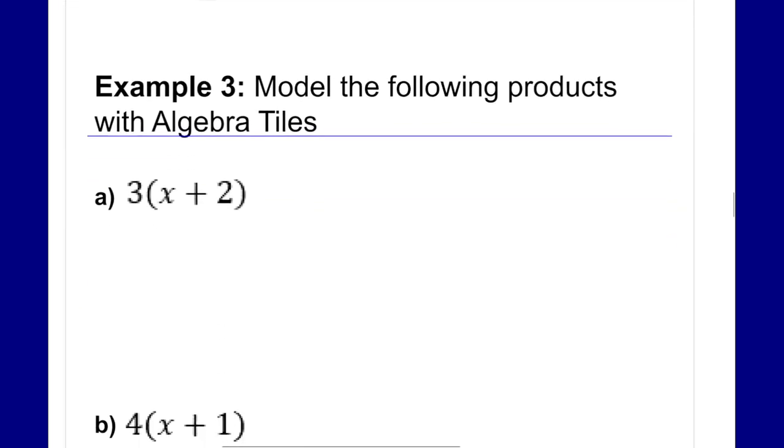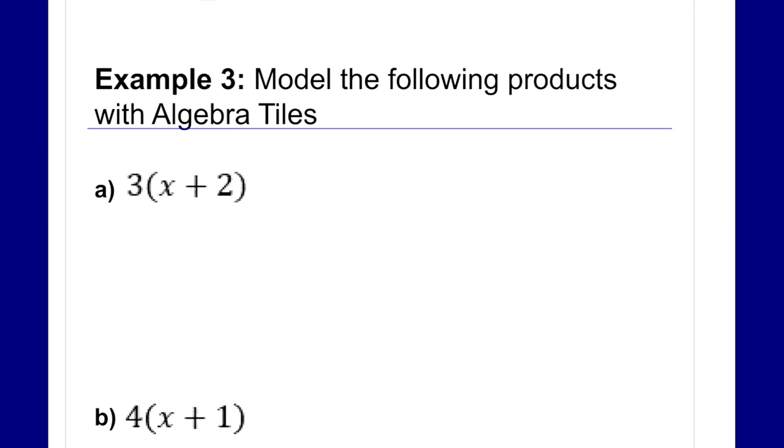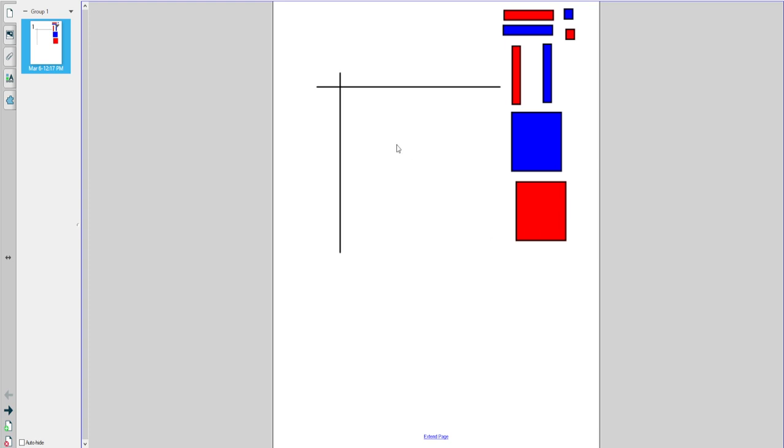Now we can also model this multiplication by using algebra tiles, right? Algebra tiles are basically a tool, a manipulative, to help you with multiplying, or what we look at later, factoring. If we look at some algebra tiles here, we have different shapes. The large squares represent an x squared. The skinny rectangles represent x, and the little squares represent 1. Red is positive and blue is negative.